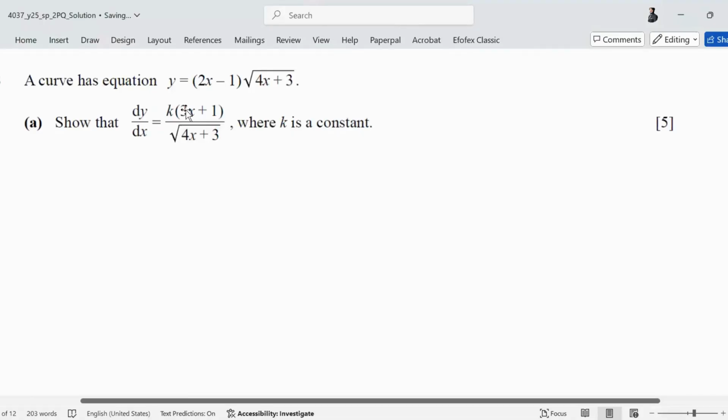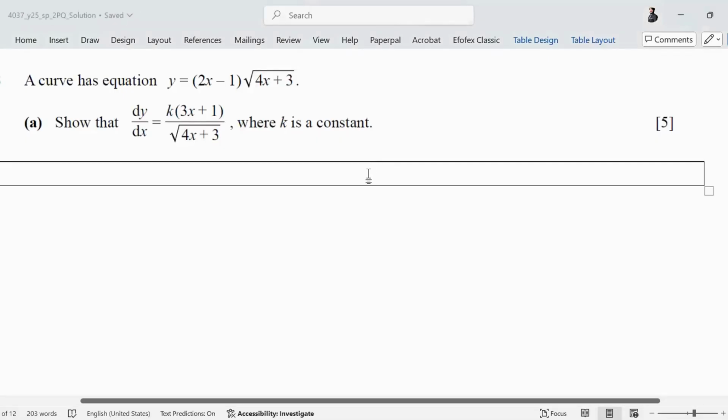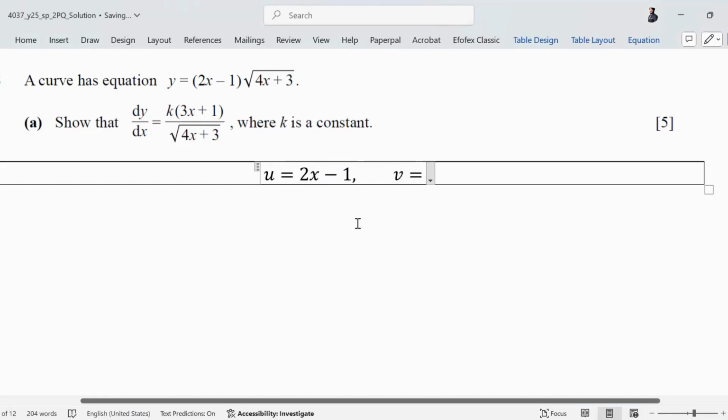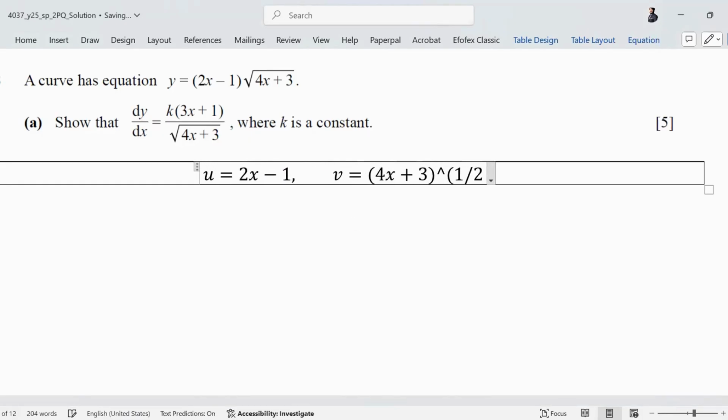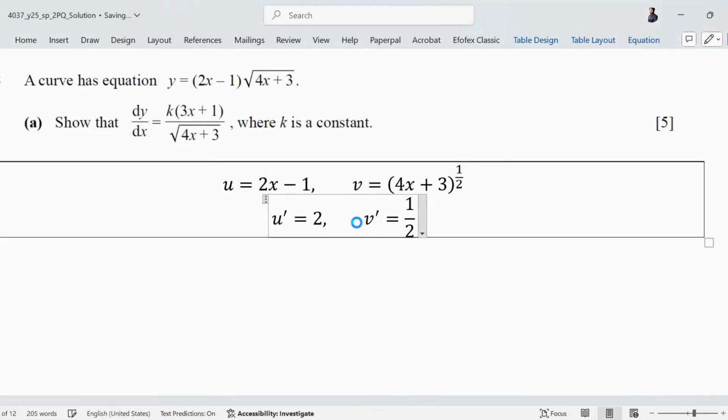The curve has equation y equals (2x minus 1) times the square root of (4x plus 3). In order to find the derivative, we'll have to differentiate and simplify. U is 2x minus 1, and my v is (4x plus 3) to the power half, since I'll be applying the product rule. The derivative of u is 2 and the derivative of v is half into (4x plus 3) to the power negative half, subtracting 1 from the power, and the derivative of the bracket, which is 4.